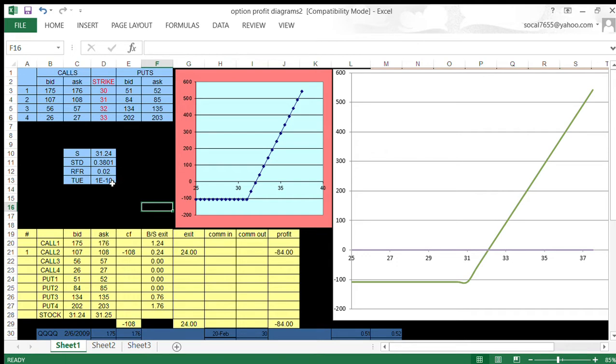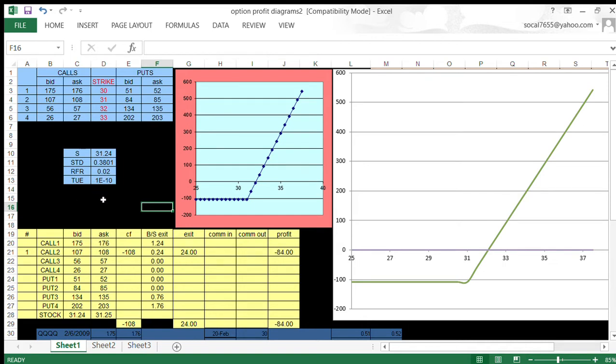We'll note that the time until expiration on this is right here, and that's our proxy for 0. If I put a 0 in there, we have a problem because in the Black-Scholes option pricing model, specifically for the value of D1 and D2, the denominator becomes 0, and of course that's an undefined value, so we have to use a proxy for 0. Here I have 1 e to the minus 10, which is start with your 1 and then move the decimal point 10 places to the left. So it's very, very close to 0.